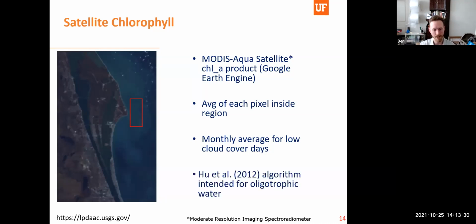And then one caveat to this data was it is an algorithm that was intended for open ocean oligotrophic water. So there may be some issues with turbidity and other surface reflectance that wouldn't be an issue in open water that might be an issue for our coastal region.